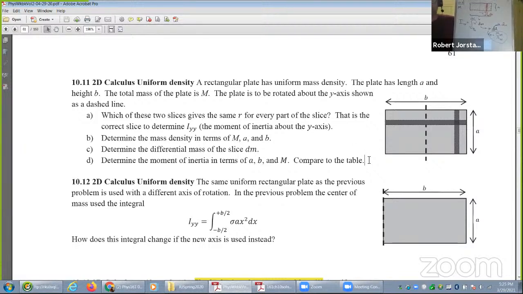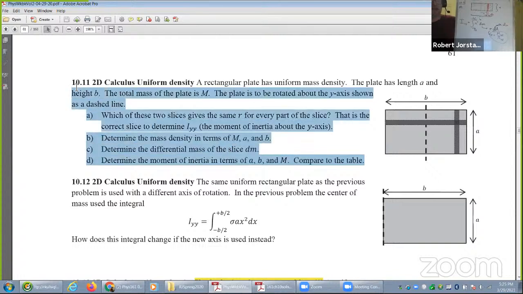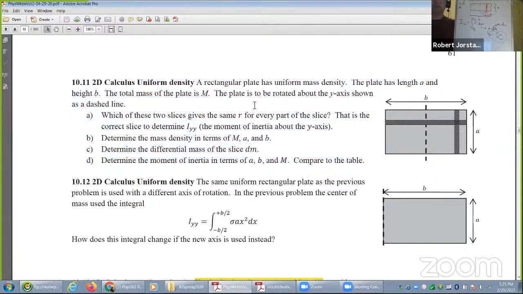Hopefully you would never use this integral process. I'm trying to pick one that we know the answer to so you could see how we got it. Normally you would not do an integral for this. You just plug it in. How about this one down here?